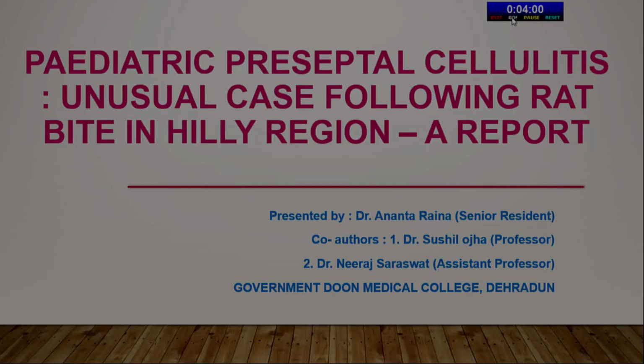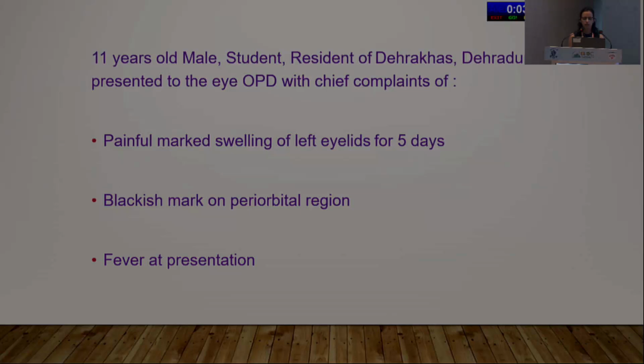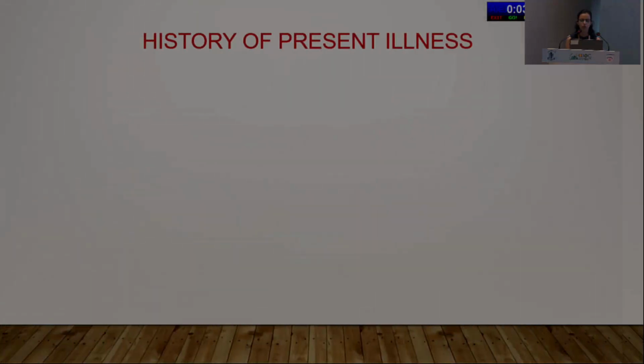Good morning everyone. Today I am going to present my case on pediatric preseptal cellulitis, an unusual case following a rat bite in a hilly region. An 11-year-old male presented to the OPD with chief complaints of painful marked swelling of the left eyelids for 5 days, a blackish mark on the periorbital region, and fever at presentation.